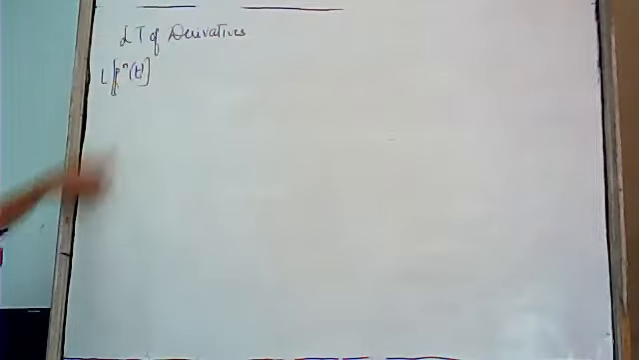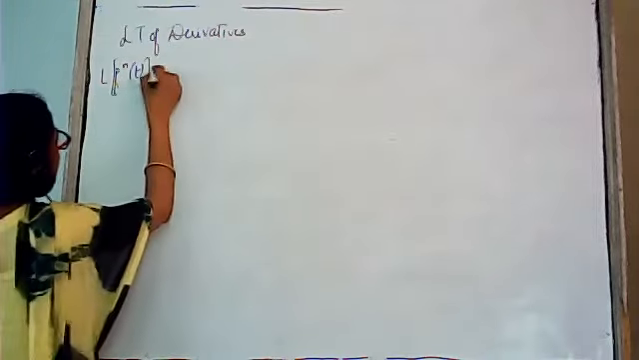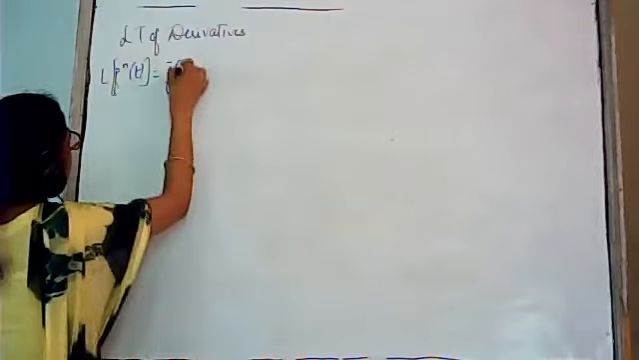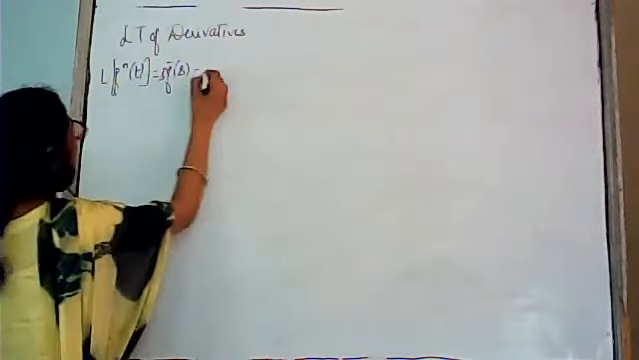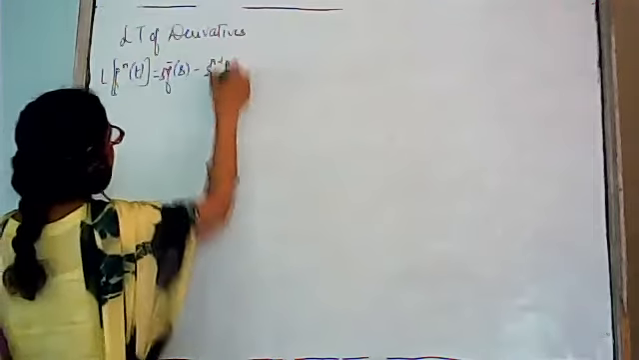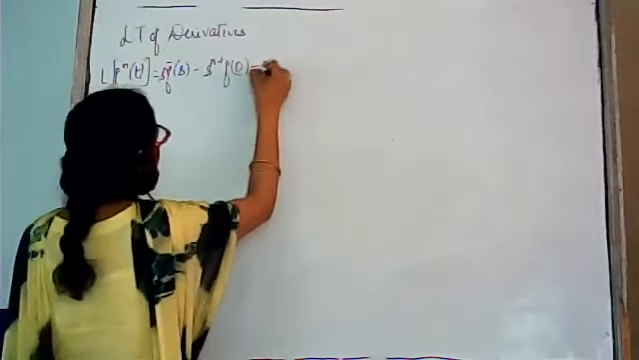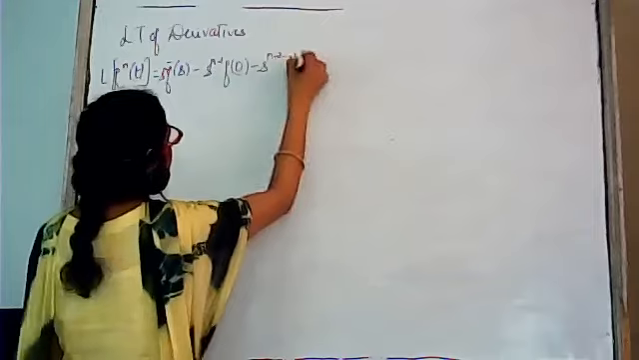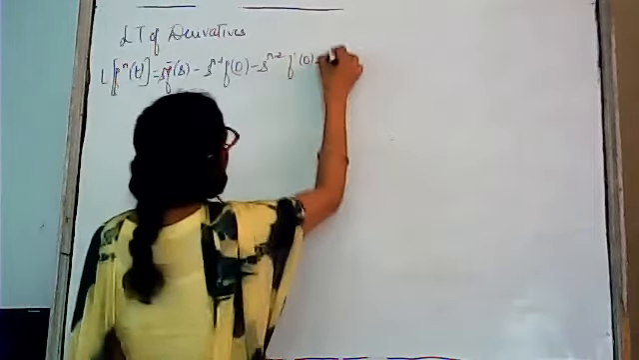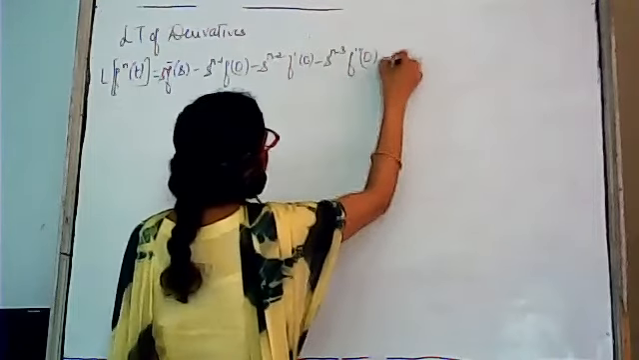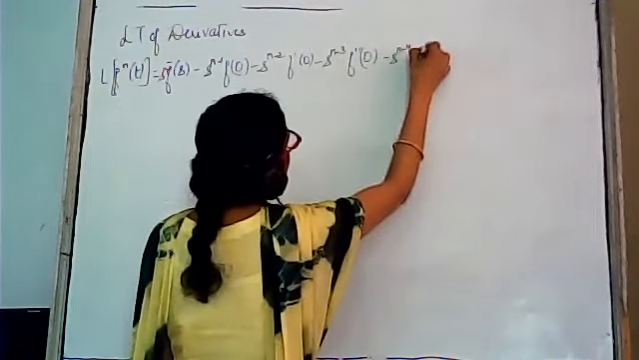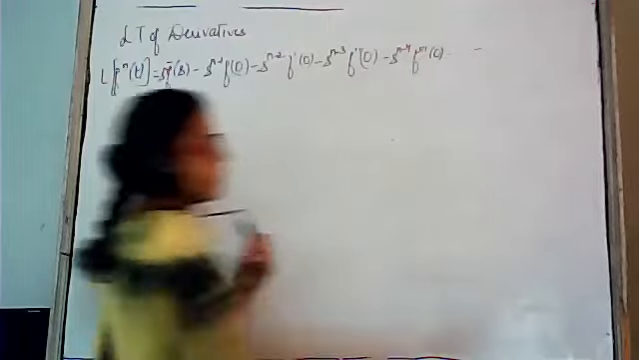ठीक है? So Laplace transformation of f^n(t) will be equal to s to the power n f bar s, minus s to the power n minus 1 f of 0, minus s to the power n minus 2 f dash 0, minus s to the power n minus 3 f double dash 0, minus s to the power n minus 4 f triple dash 0, and so on up to infinity.